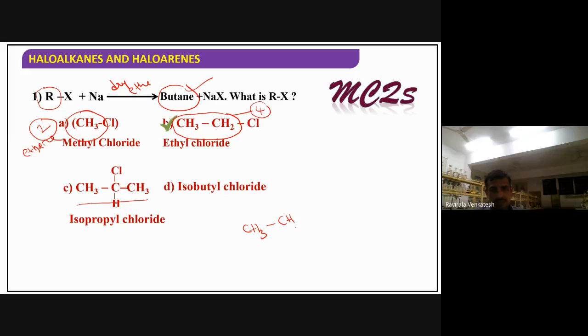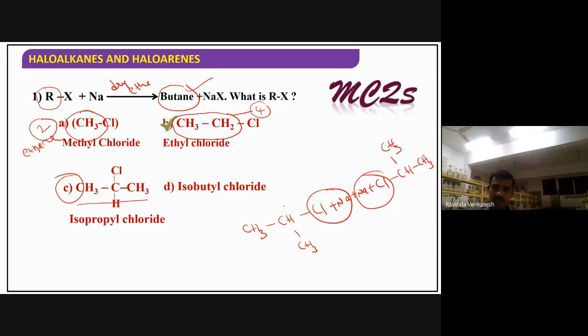CH3, CH, CH3, Cl. In this way you have to write like this. This Cl I am writing here, you observe here. Now this is again reacted with sodium. Again reacted with sodium. Now take this one reversely, CH3, CH3. Now remove the NaCl. 2 carbons will be bonded here.